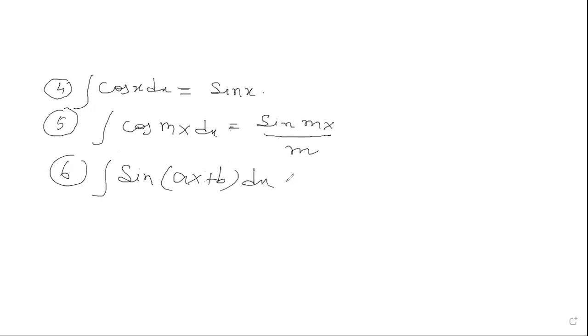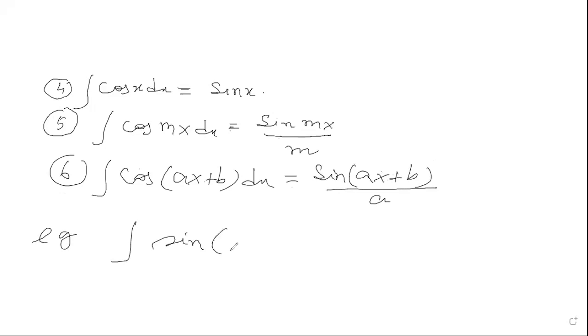Sorry, it should be cos, so it will be cos(ax plus b). It will be sin(ax plus b) as it is, whole divided by a. Like an example, if I take cos(3x minus 2) dx, then if we look at formula number 6, it will be sin(3x minus 2) divided by 3 plus c, of course. So this is the idea of the formulas.